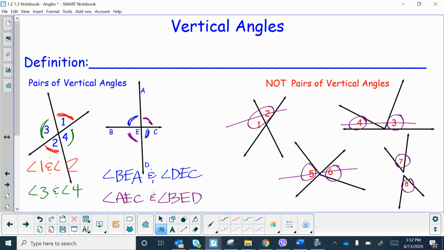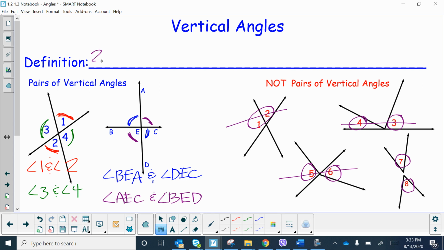Okay, so based off these angles over here that are not vertical and these that are, a good definition would be that they have to be created by intersecting lines. So you'll notice that in this picture over here on the right, the ones that we thought were really close to vertical angles were not created by intersecting lines. So that's how we're going to start the definition.